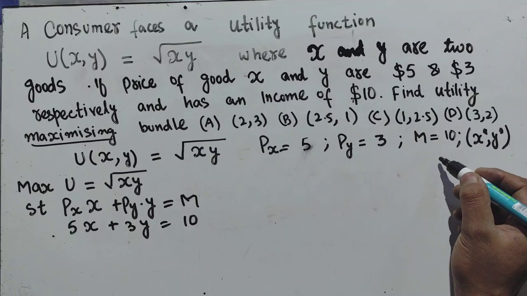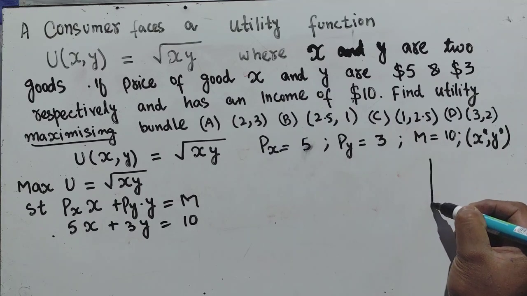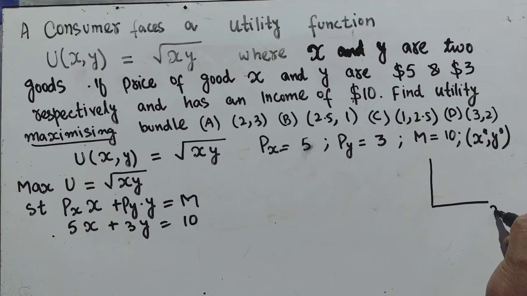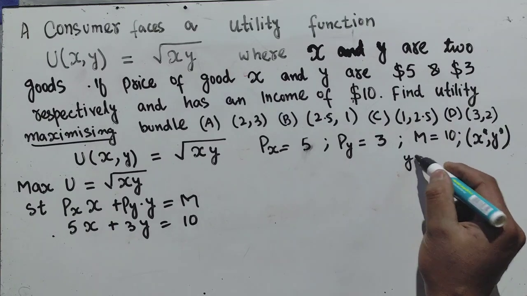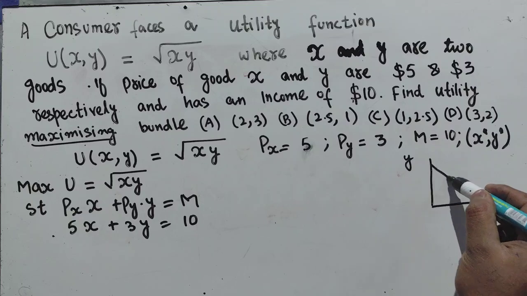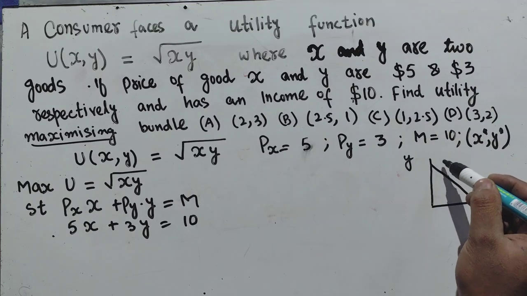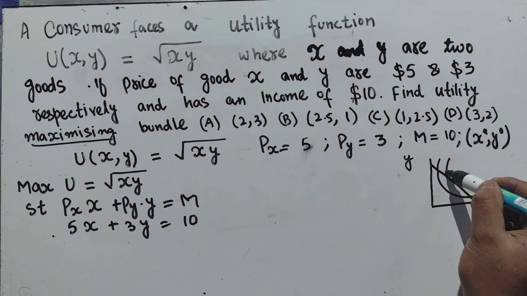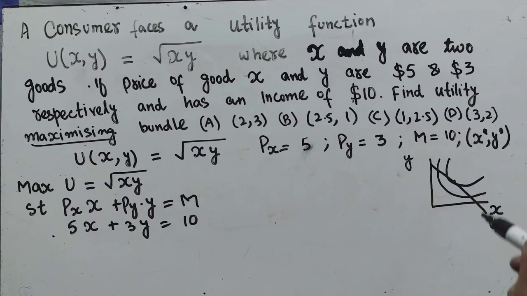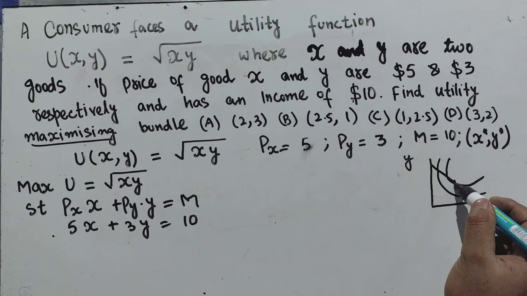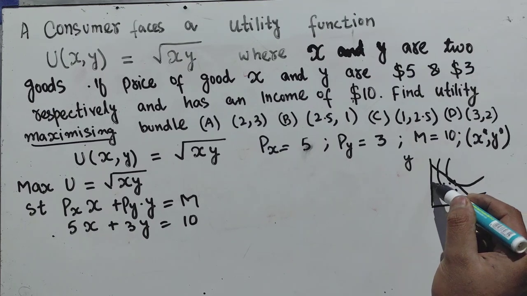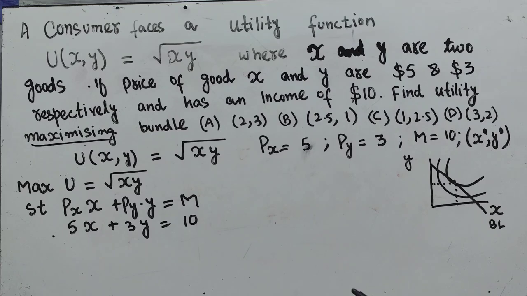Graphically, what exactly is meant by this? If I draw a simple graph here, we have good x on the horizontal axis and y on the vertical axis. With the given budget line, the consumer's endeavor is to reach the highest possible indifference curve, and optimality or maximization occurs where the indifference curve and the budget line are tangent to each other. That is the first order condition for maximum.